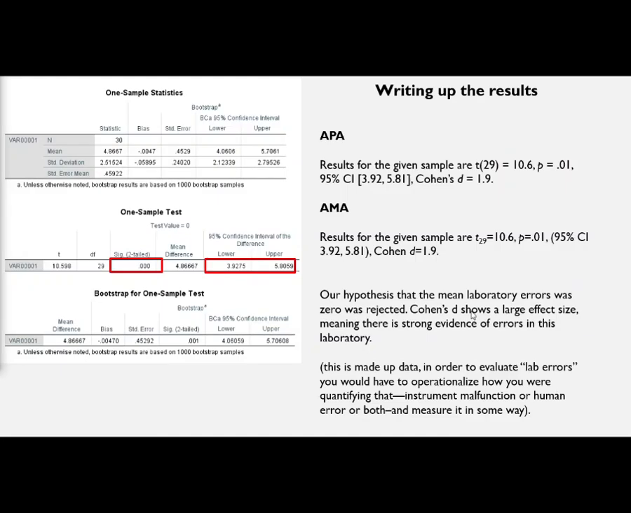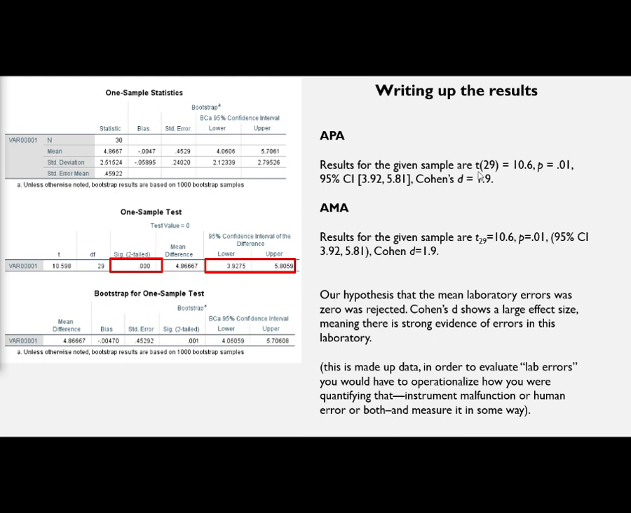All right, writing up the results. In APA, which is the American Psychological Association, which is what I use for my own research, you would write it up like this. Results for the given sample are t(29) = 10.6, p = 0.01, 95% confidence interval 3.92 and 5.81, Cohen's d = 1.9. What does all that gobbledygook mean?